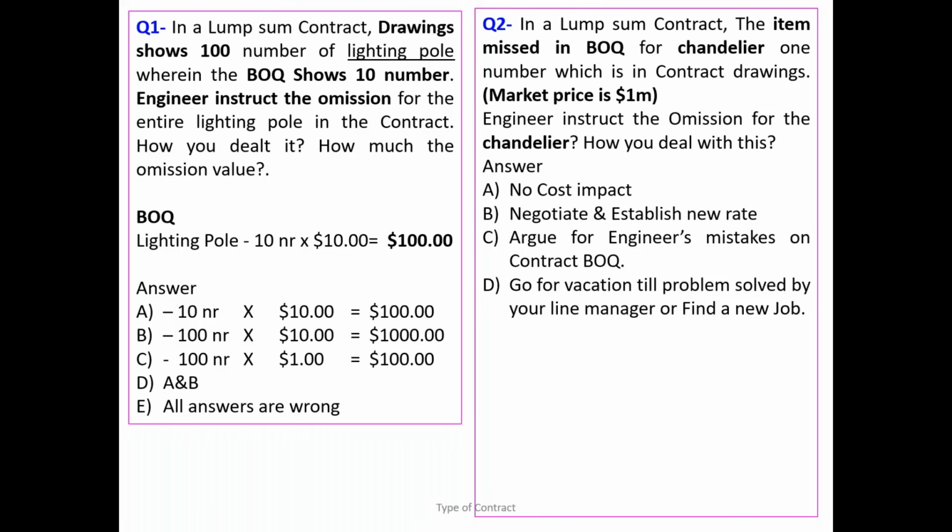I will read the question for everybody. It is a lump sum contract. An item is missed in the BOQ. Okay, the BOQ doesn't have that item, that is cantilever. But in the drawing, it is there. The market value is 1 million for that item. So the engineer instructs, I don't want this cantilever anymore. It is supposed to be done by the contractor, but he said, I don't want it. So what is your answer? A, B, C, D.